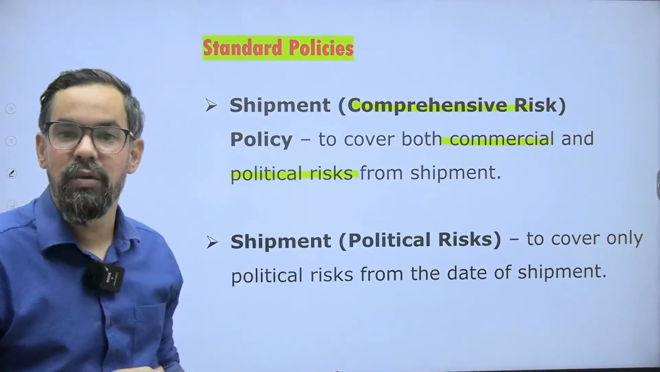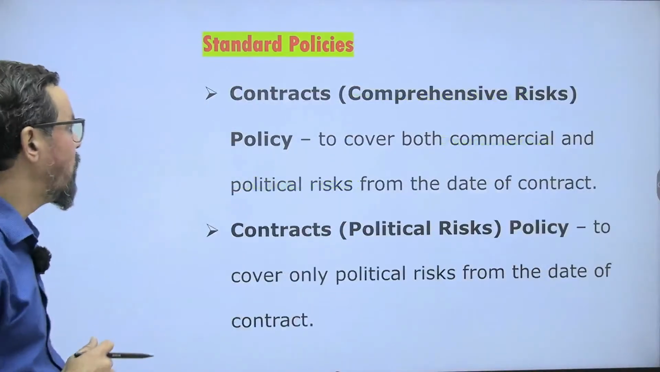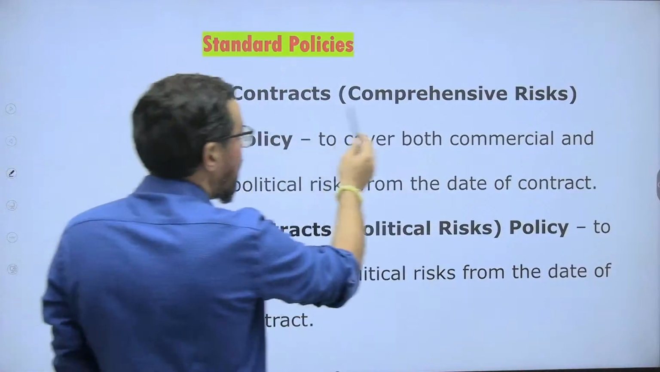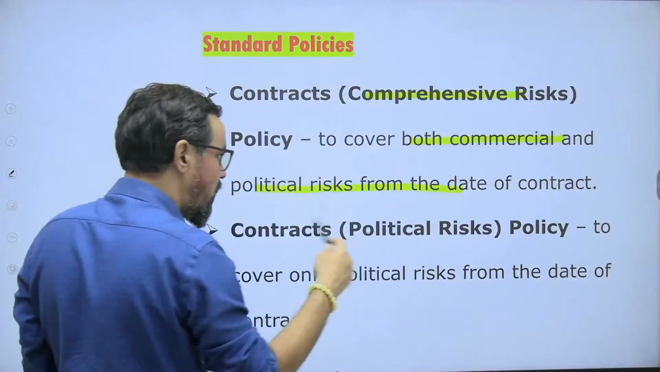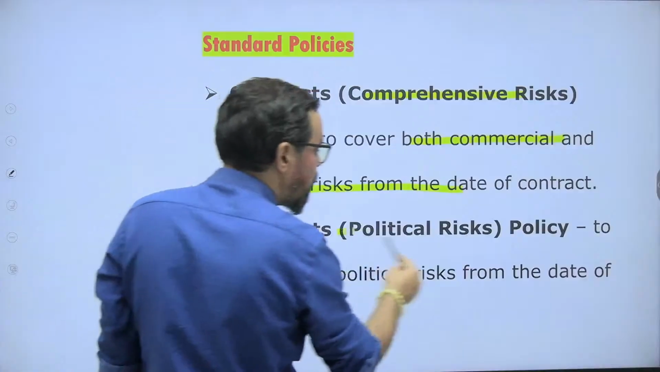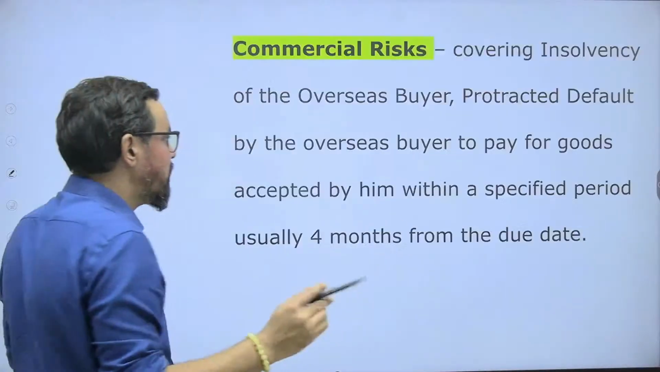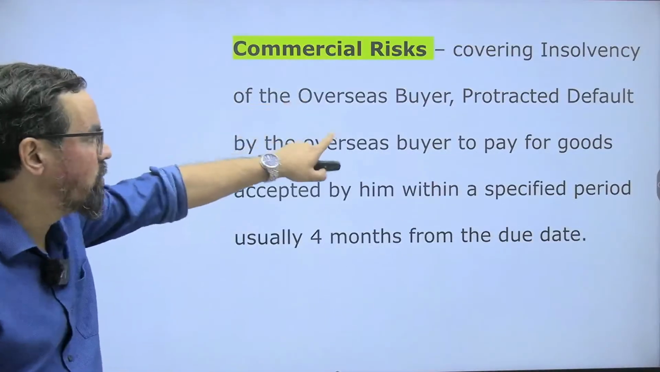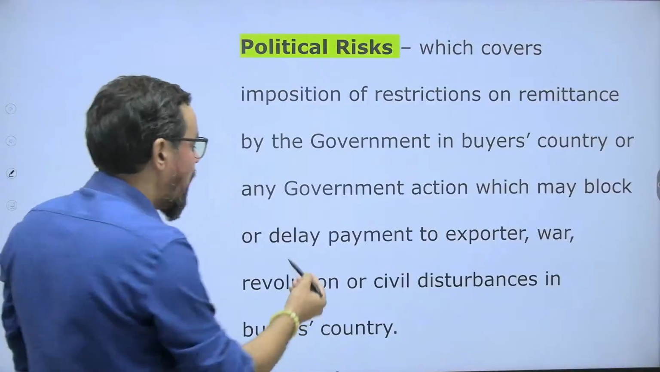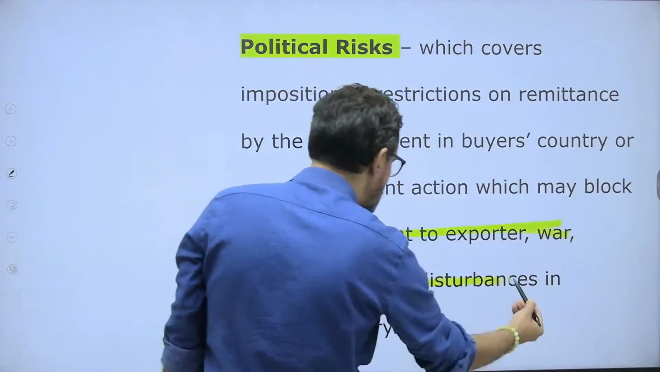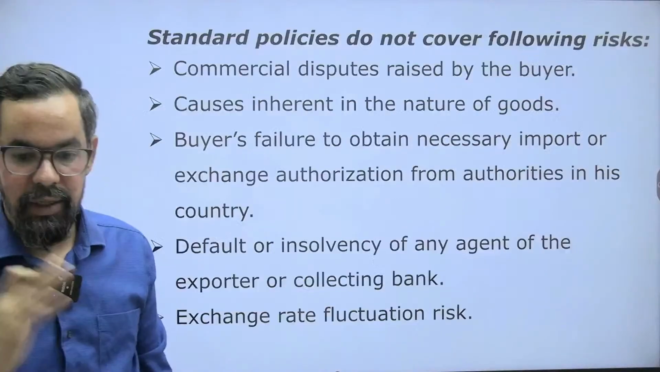Now with every policy you will see there is one comprehensive, one political risk only. So standard policies like the comprehensive risk policy cover both commercial and political risk from the date of contract. Then we have political risk, which only covers the political one. So commercial risk and political risk, we all know about this. Commercial is insolvency of the overseas buyer, and political is situations like war or revolution or civil disturbance or any changes in the laws by the foreign country itself. So they generally get covered under this one.